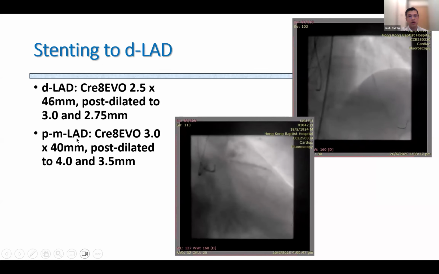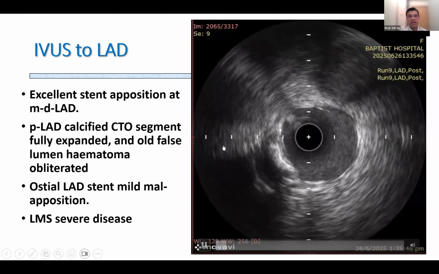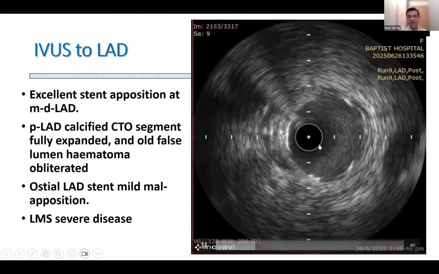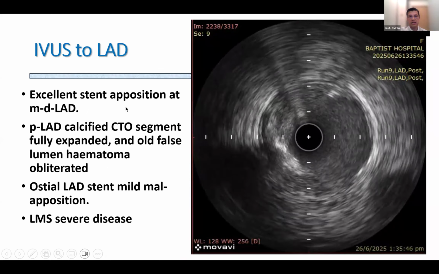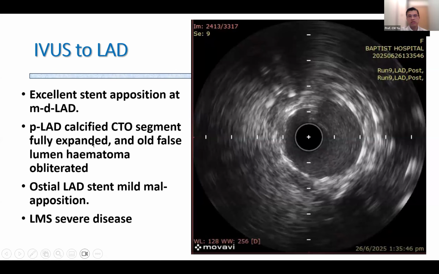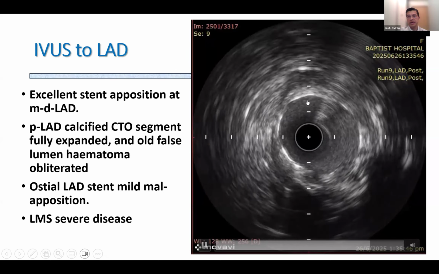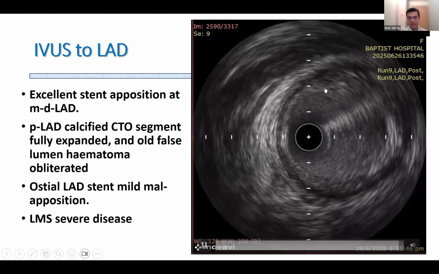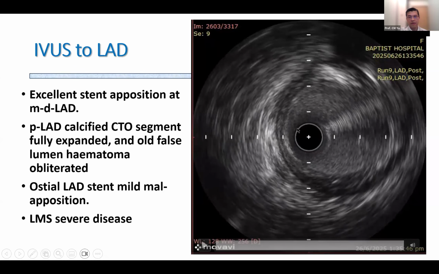So then the proximal to mid segment was dilated further and also stented by the Create, also with a long stent, 3 times 40 mm, and was post-dilated to 3.5 and 4 mm balloons. So now here it shows the pullback after intervention. There was excellent stent apposition at the mid to distal LAD. And also at the proximal LAD here, the calcified segment originally was fully expanded, and also the false lumen and the old hematoma have been obliterated.